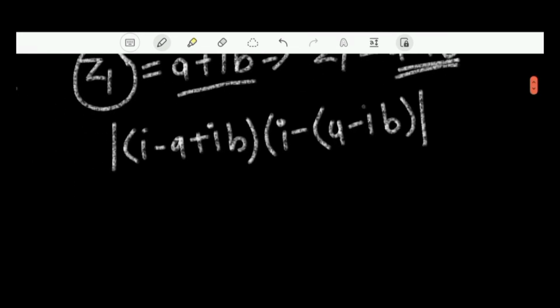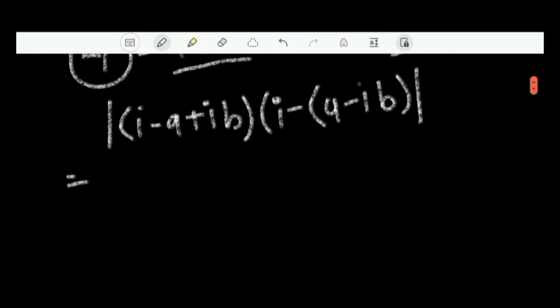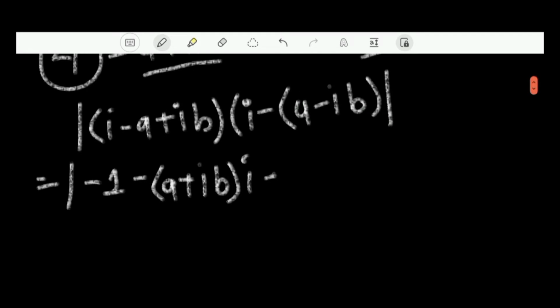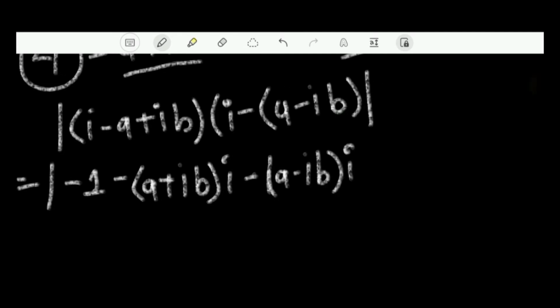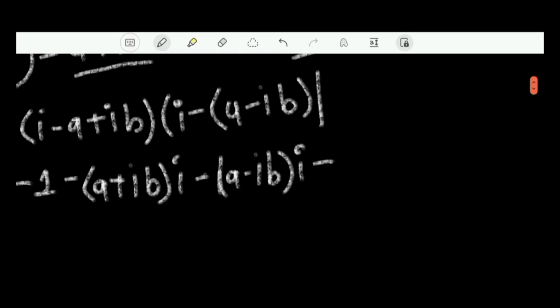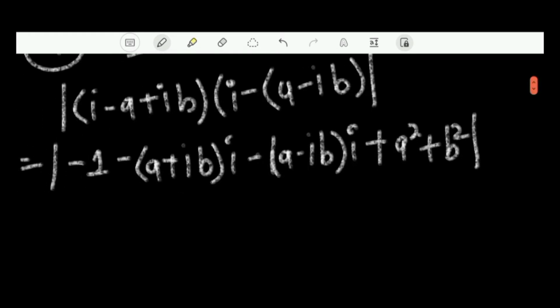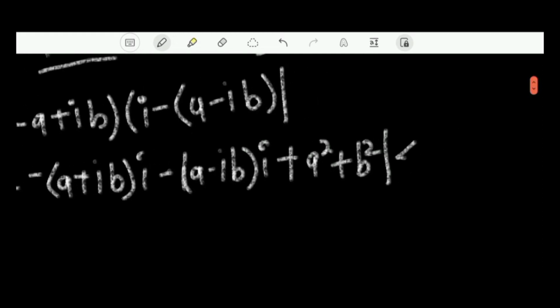And now if we multiply this, we'll obtain −1 − (a + ib) multiplied by i − (a − ib) multiplied by i, and the last term would be a² + b², all inside a mod. And we're taking it smaller than 1.